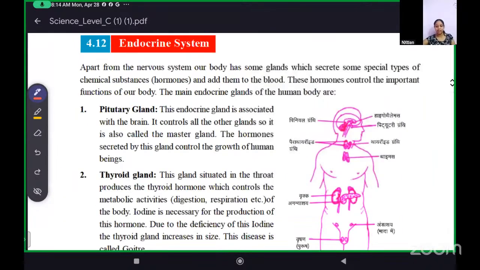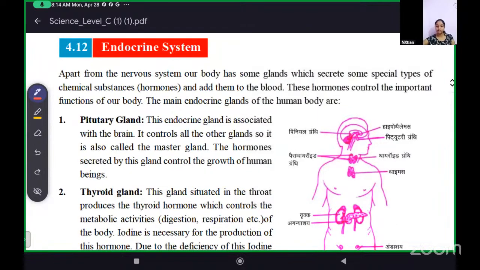Apart from the nervous system, our body has some glands which secrete some special types of chemical substances called hormones and add them to the blood. These hormones control the important functions of our body. The main endocrine gland of the human body is the pituitary gland.